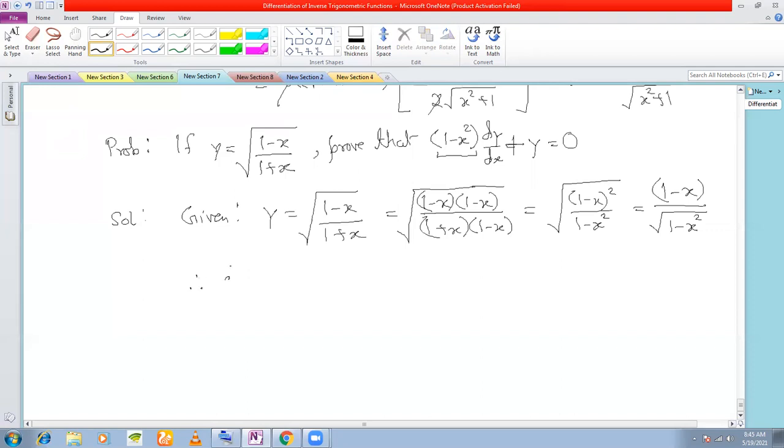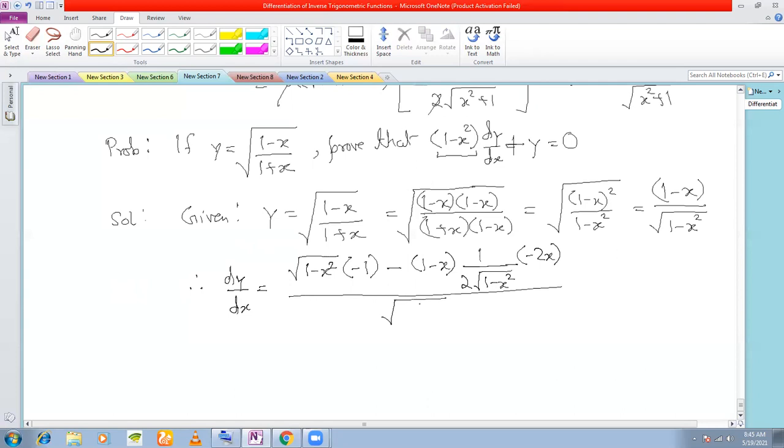Therefore, dy/dx is equal to, v, 1 minus x squared. d/dx of 1 minus x is minus 1, into root 1 minus x squared, minus 1 minus x, and d/dx of root 1 minus x squared is 1 by 2 root 1 minus x squared into d/dx of 1 minus x squared, which is minus 2x, whole divided by the square of root of 1 minus x squared.